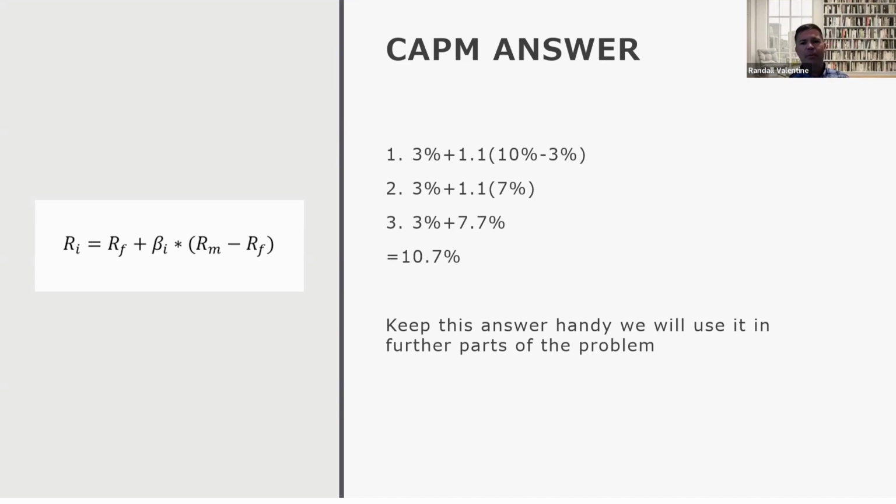So you see in step 2 of the problem, what we do is we then multiply, because keep in mind, PEMDAS, parentheses, then multiply, then add. So what we do is we multiply the 1.1 times 7%, and that gives us 7.7%. Then the final step is we add those together. 3% plus 7.7% equals 10.7%. So keep this handy, because we are going to use this in further problems. So the answer in this case is 10.7%.